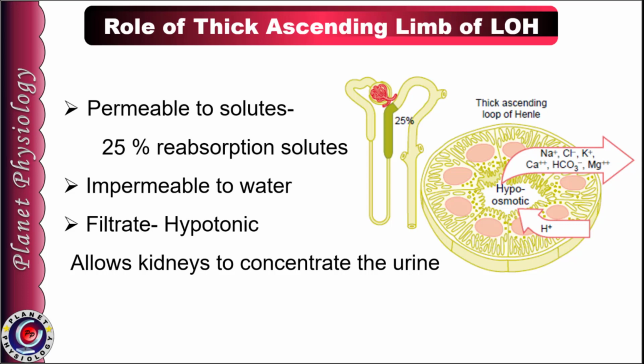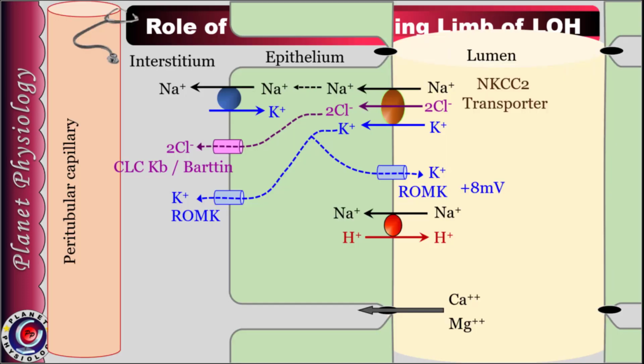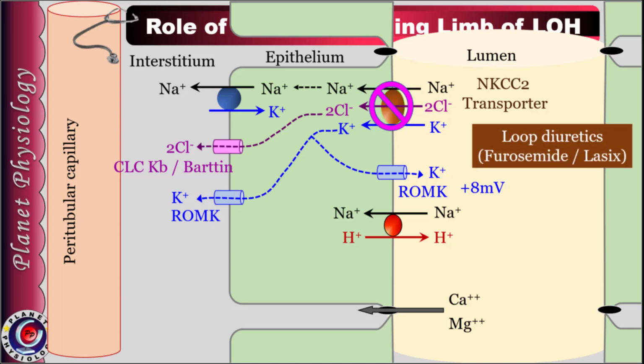Let us see some clinical aspects related to loop of Henle. Drugs like furosemide or Lasix block NKCC transporters and prevent solute reabsorption by the thick ascending limb of loop of Henle. These drugs are called loop diuretics because they prevent solute absorption, leading to their excretion. As these are osmotically active solutes, they also excrete a lot of water, causing diuresis.